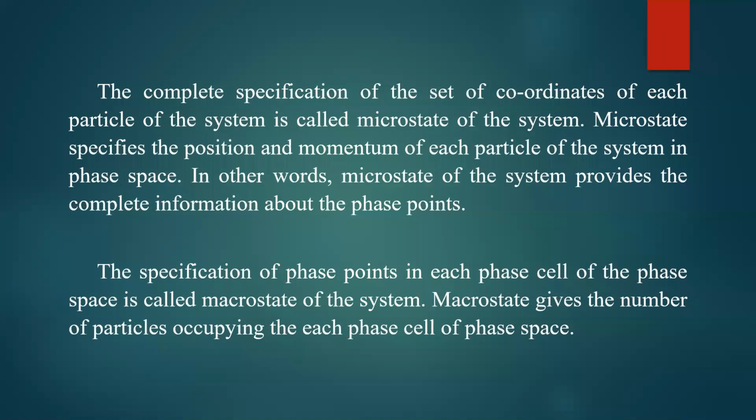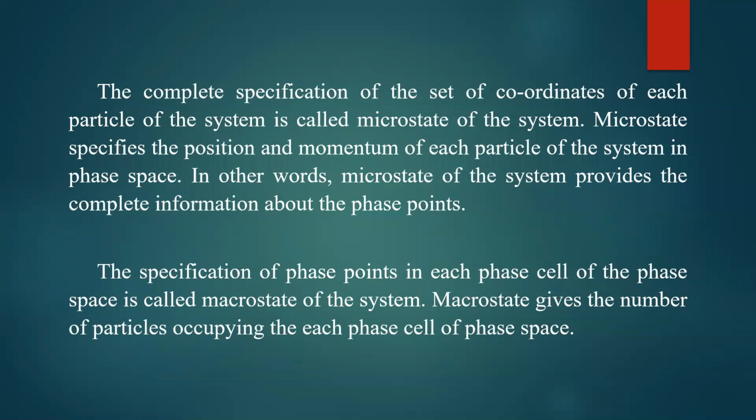So I will give you an example to understand this concept. Macrostate means the complete specification of phase points in each phase cell. But if we don't have the information about the phase point, then it is called the macrostate of the system. So macrostate gives the number of particles occupying each phase cell of phase space.